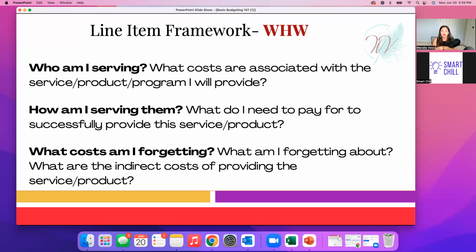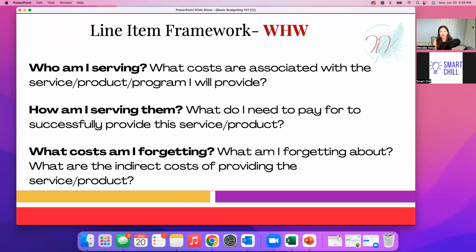So when you think about the how, it's okay, if I'm going to be successful at providing this to these people who I just committed to serving, what does that look like? And when I do that, what is that going to cost me to be successful, right? Because you can do it at different levels. You might do it at one level and not be successful. You might do it at another level and be very successful. So you have to always think about what is going to make you actually reach the impact that you want to reach. And then, what costs am I forgetting?